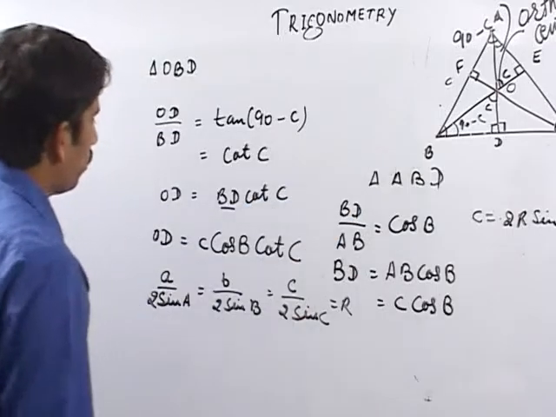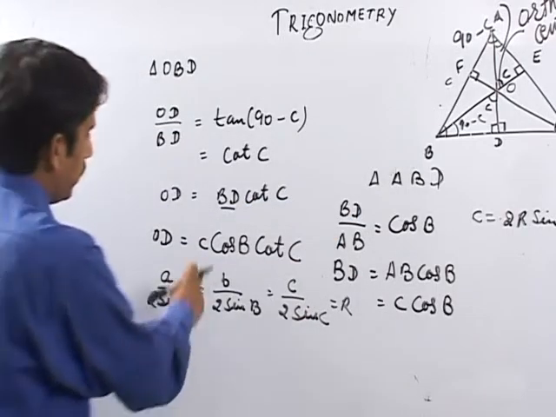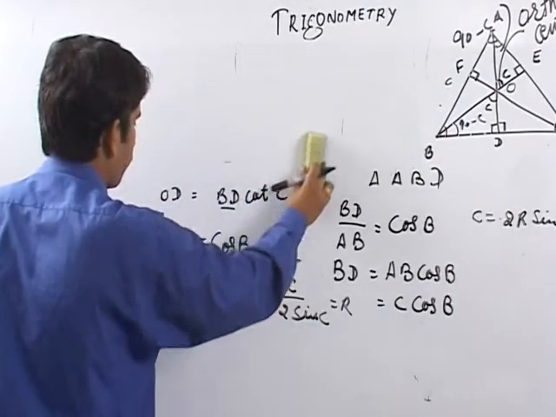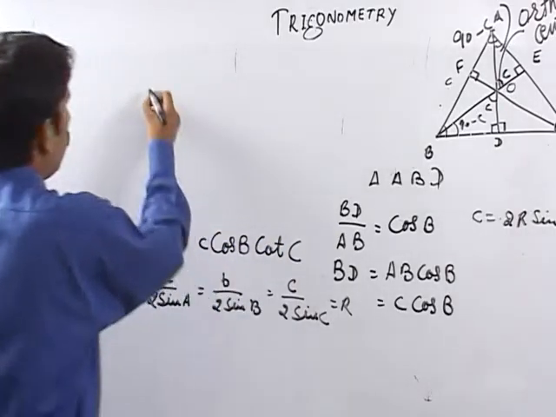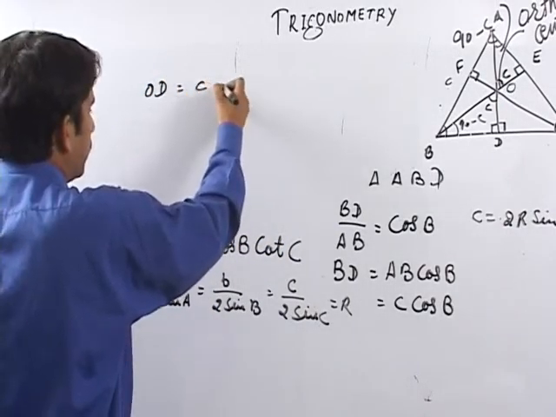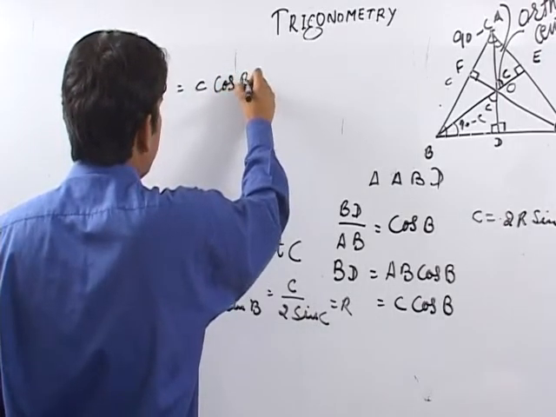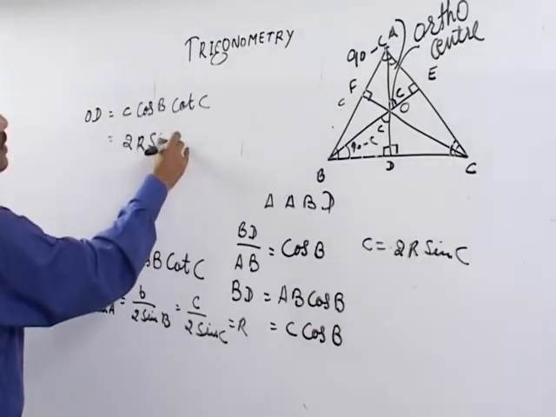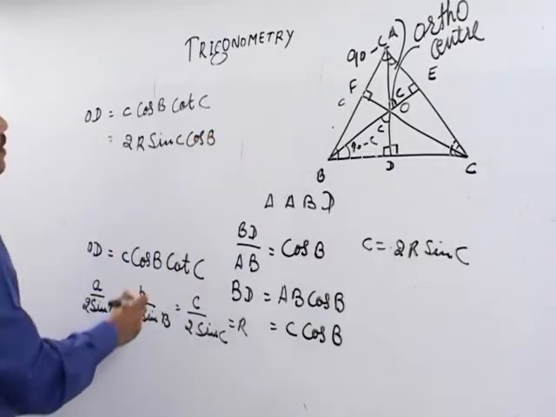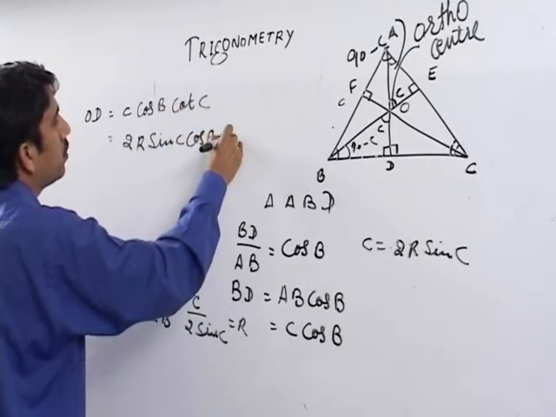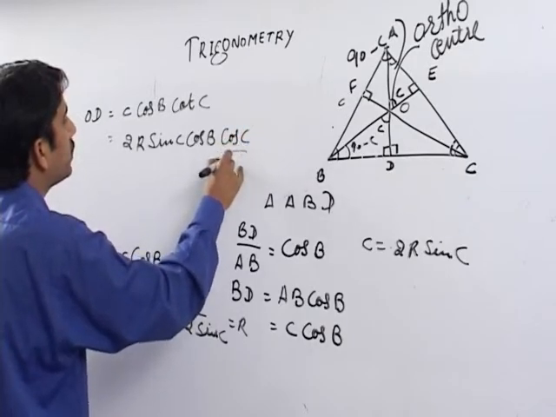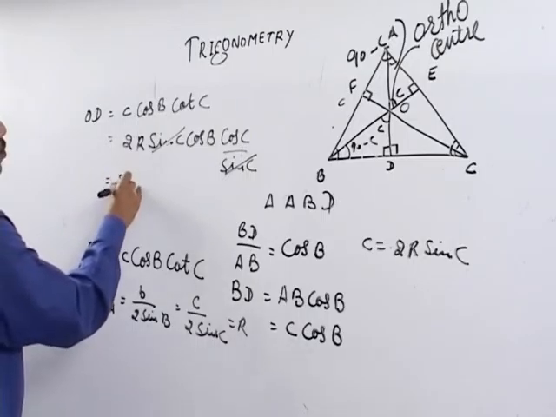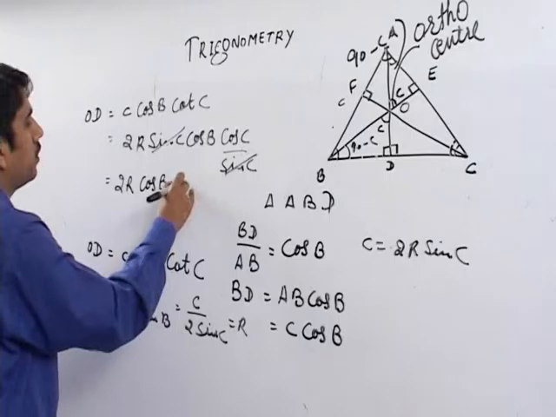Now put this value of 2R sin C here. You will get OD is equal to c cos B cot C, and then 2R sin C cos B. Cot C is cos C over sin C. This sin C will be cancelled out, and you will be left with 2R cos B cos C.